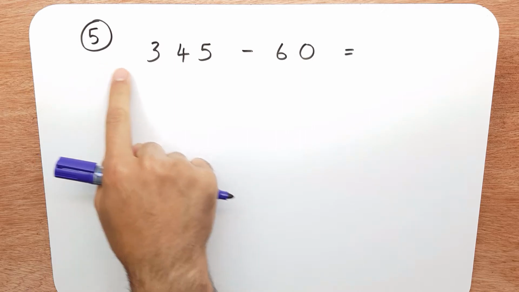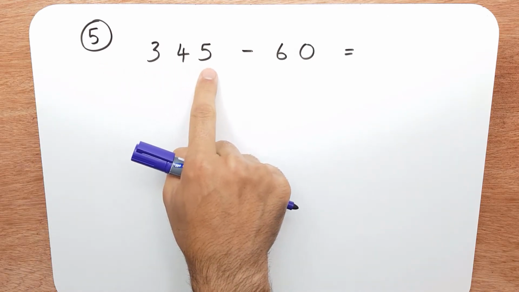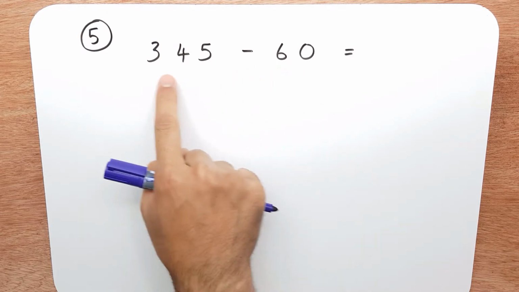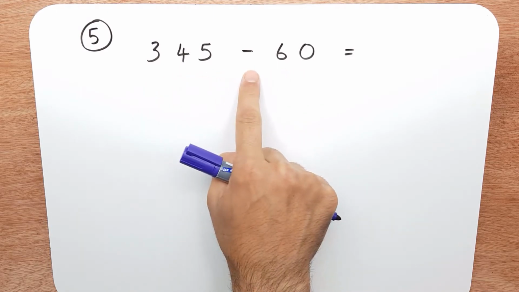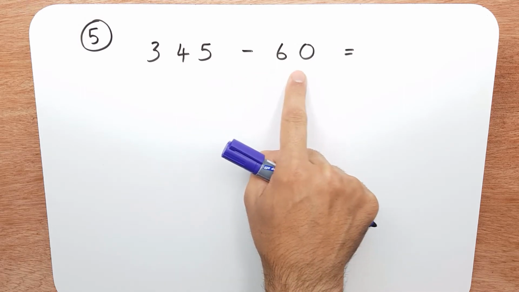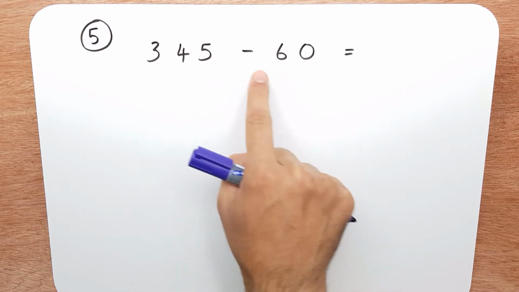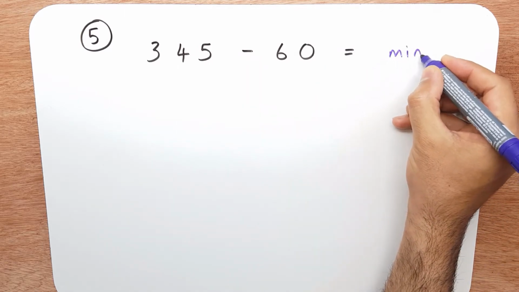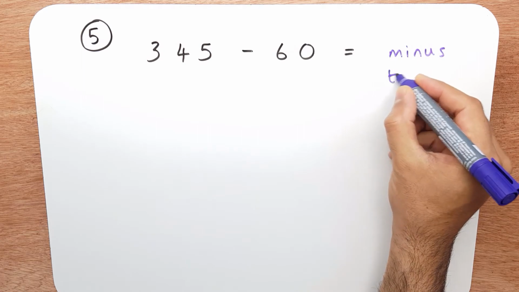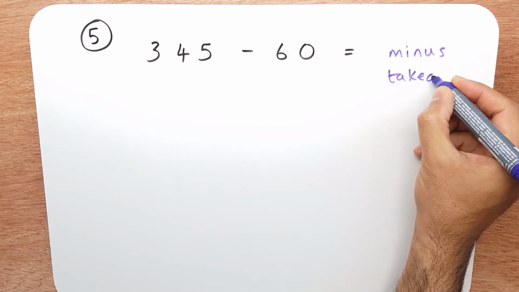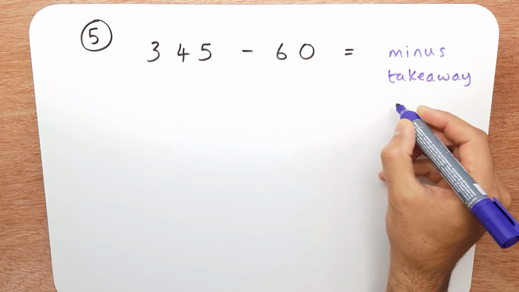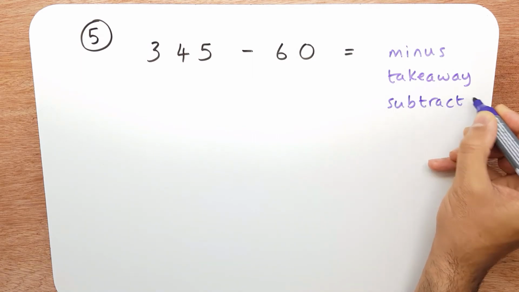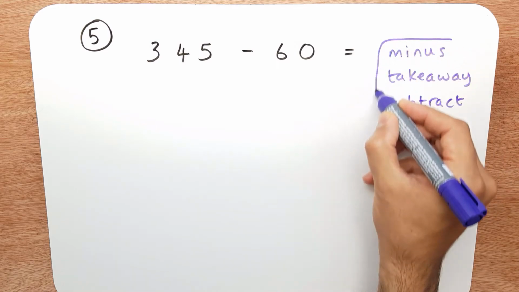Question 5 is 345 minus 60, or 345 take away 60. So remember, we said this here is minus, take away, or even subtract. So all these words you'll come across.